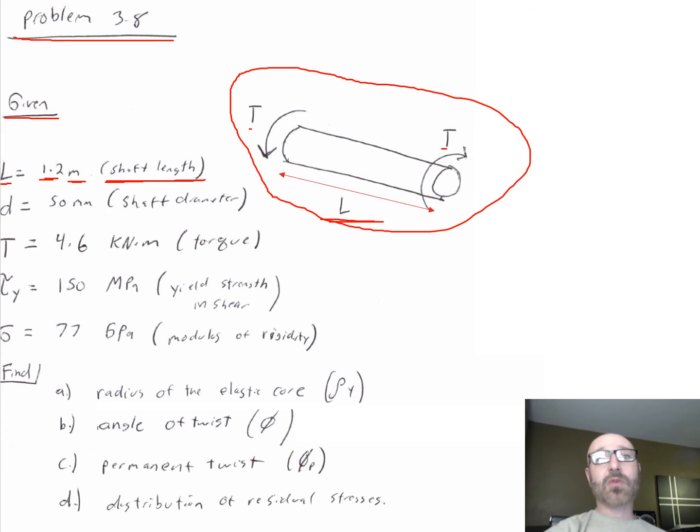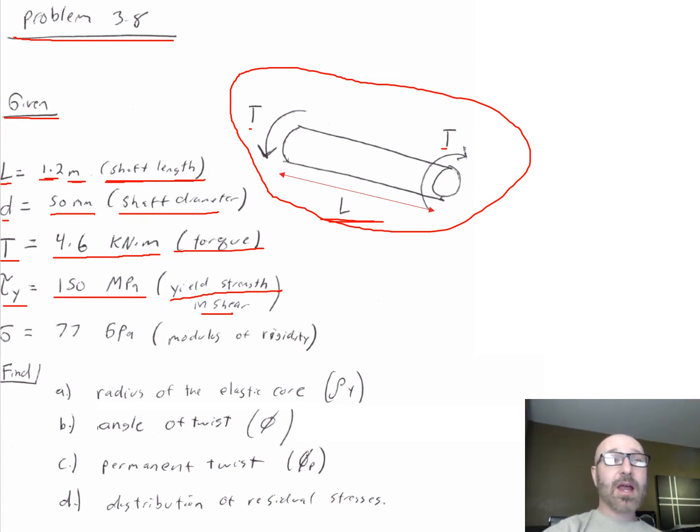Do the same thing over here for my shaft diameter. Variable name is D. That's 50 millimeters, and both of those two are given within the actual diagram and not the problem statement. Then I have my torque, which is in the problem statement and in the diagram as well, is T, and this is equal to 4.6 kilonewton meters. Again, I have my units down there. I'm double checking my units. I have my yield strength in shear, or my tau sub y, which they give me in the problem statement, 150 megapascals, and I have my shear modulus, or modulus of rigidity, of 77 GPa.